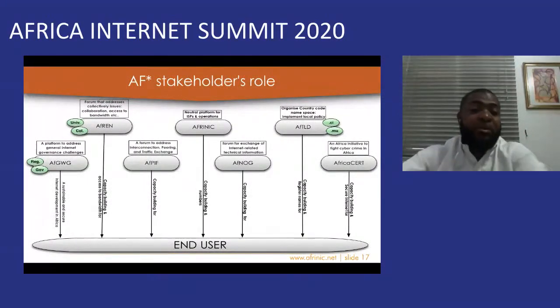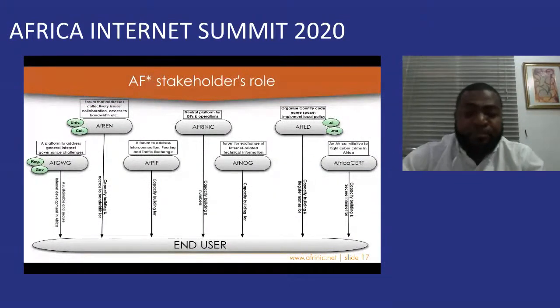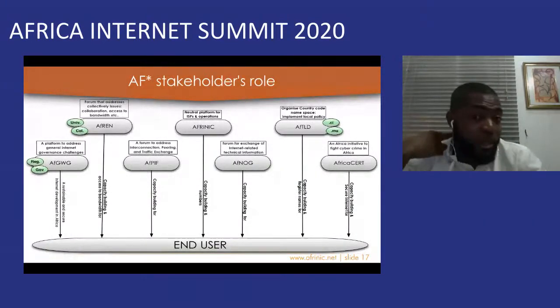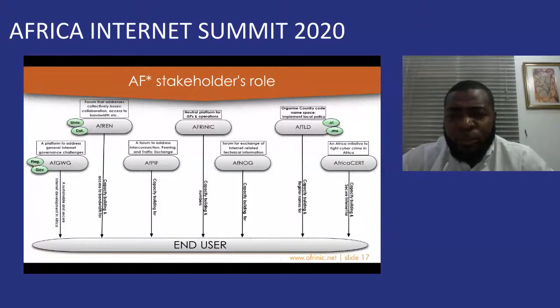We have AFPIF, where we are talking about internet exchange points. We are talking about the quality of the internet, how to enhance the internet quality in Africa. And we have AFRINIC, the network platform where we are. But basically, the core function is to manage the IP addresses, IPv6, and autonomous system numbers for the Africa region. And we have AFNOG for capacity building, and we have AFTLD for country code top-level domains, and we have Africa CERT that deals with security. All those stakeholders are working for the community that we all are.